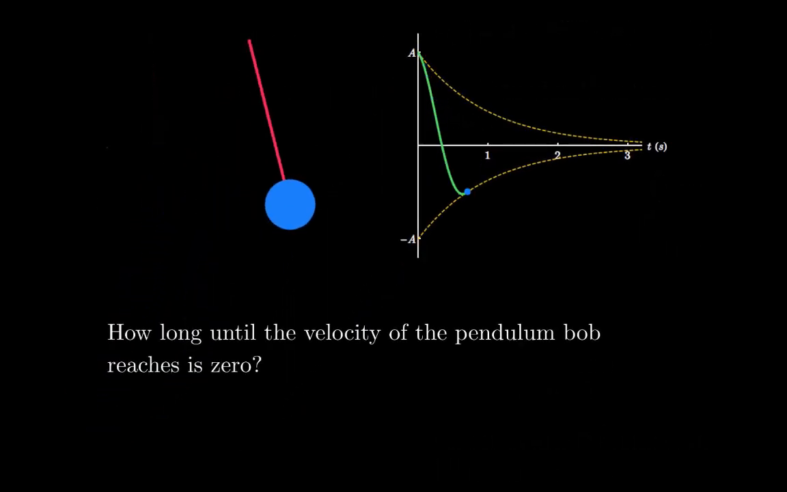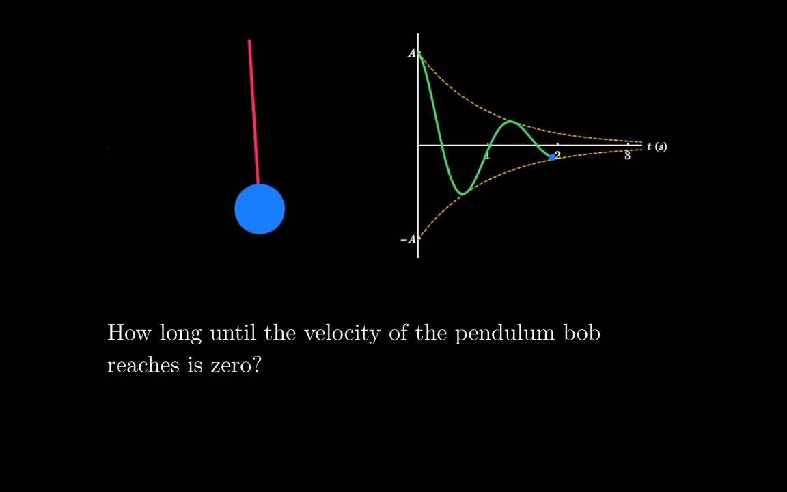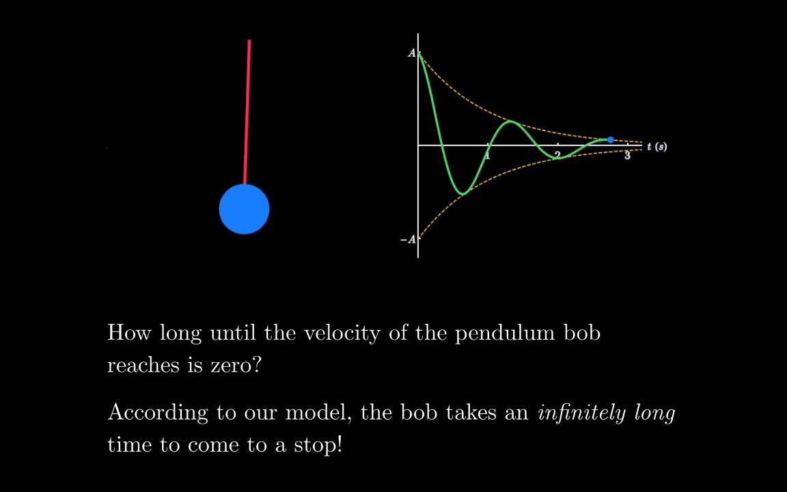So I have a question here then. We know that the damping constant affects how rapidly the oscillation dies out, but how long does it take for the velocity of the pendulum bob to reach zero? And of course, according to our model, the bob takes an infinitely long time to come to a stop.